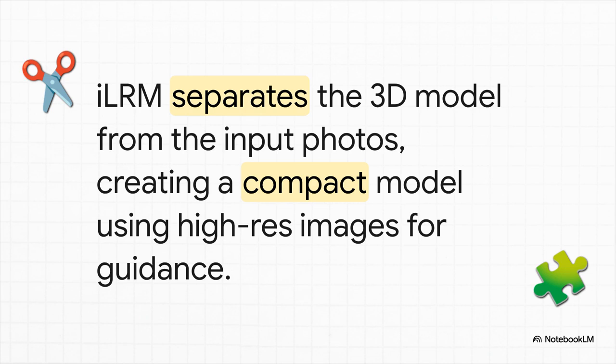Okay, first up, decoupling. Now, to get why this is such a big deal, think about this. Older methods would often create one splat for every single pixel in the photos. If you've got 20 high-res photos, you could end up with 200 million splats. It's insane. iLRM avoids this mess by totally separating the 3D model from the photos, letting it build a much smaller, more compact model, while still using all that rich detail from the images as a guide.